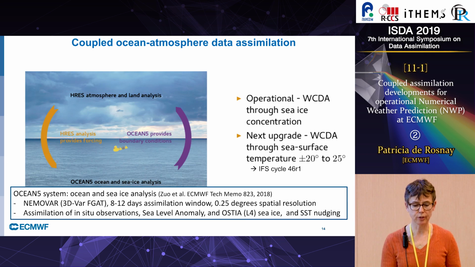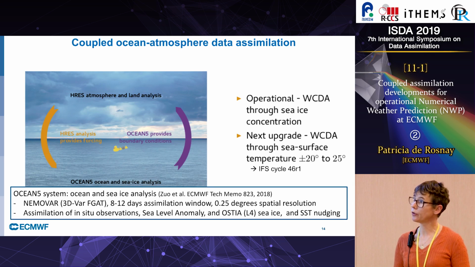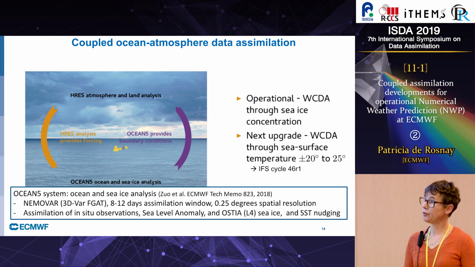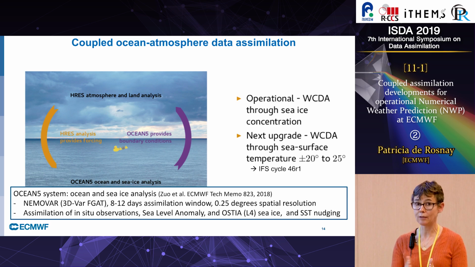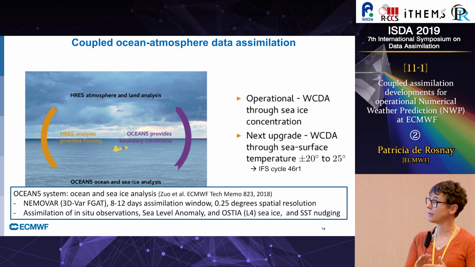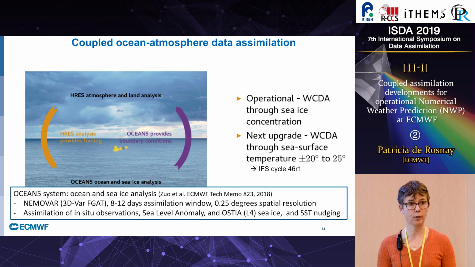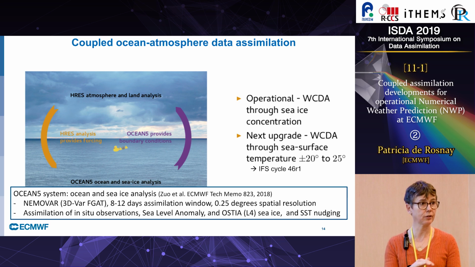So now I want to talk about the ocean part. We have an ocean system which is called Ocean 5, which is based on NEMOVAR, a 3D-Var FGAT with 8 to 12-day assimilation windows in 2 chunks. The first one is 5 days at a quarter-degree resolution. And we assimilate in situ observations, temperature and salinity profiles, sea level anomaly, and the OSTIA level 4 sea ice product. We also do an SST nudging to the OSTIA SST.